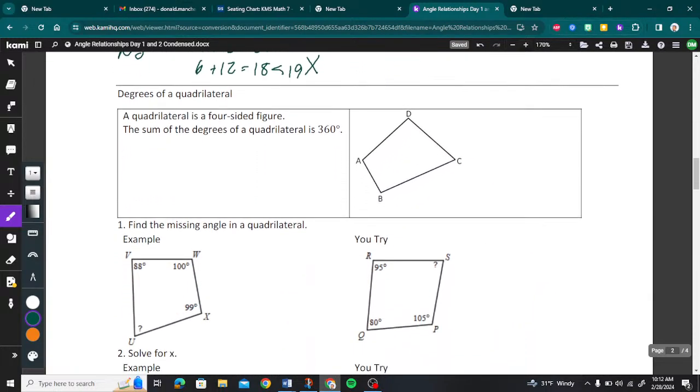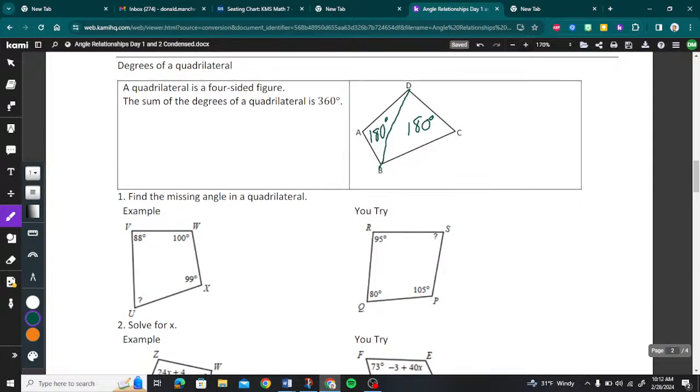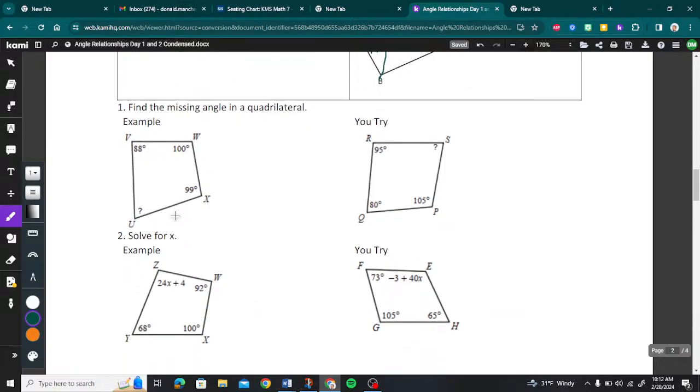A quadrilateral is a four-sided figure. The sum of the degrees of a quadrilateral is 360 degrees. That's because right here we have 180 degrees for this triangle and we have 180 degrees for this triangle. So two triangles together make 360 degrees. So that gives us the following problems.